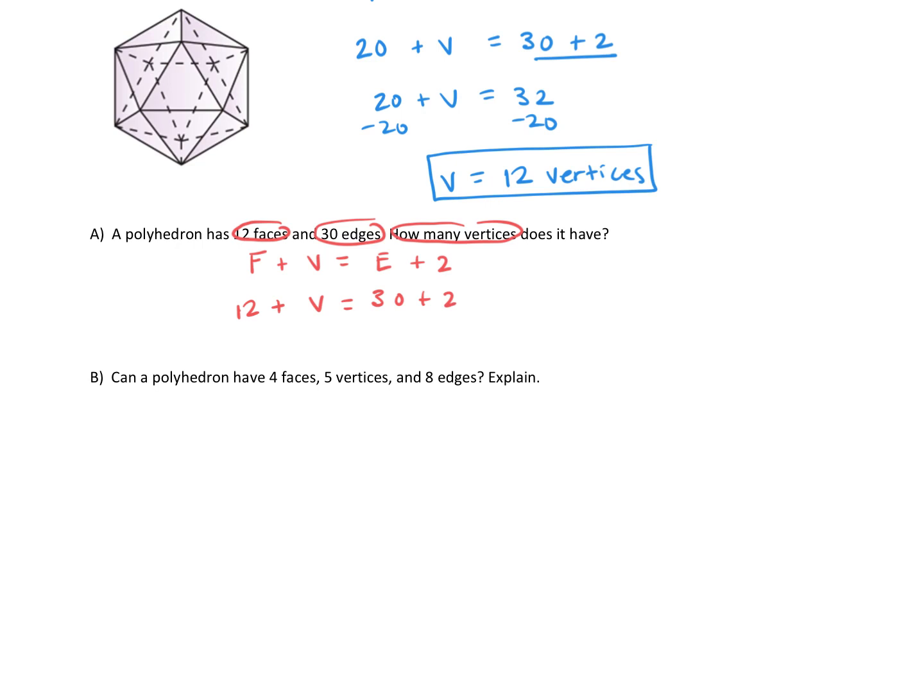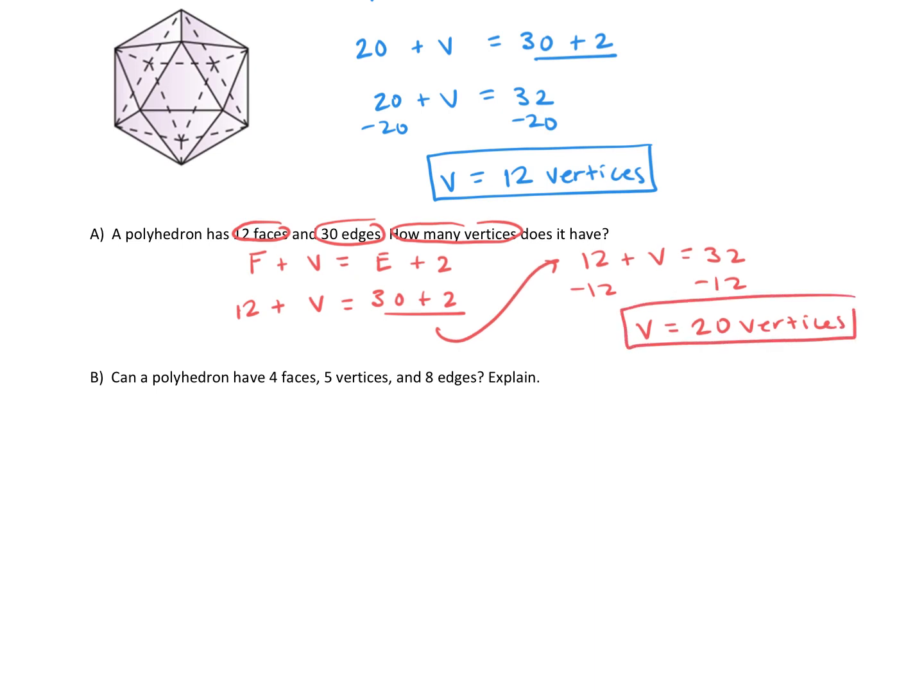All right, well, that's a 32 over there. Didn't we just have a 32? I'm going to continue my work. 12 plus V equals 32. Let's go ahead and subtract 12 from both sides. So the number of vertices would be 20 vertices.